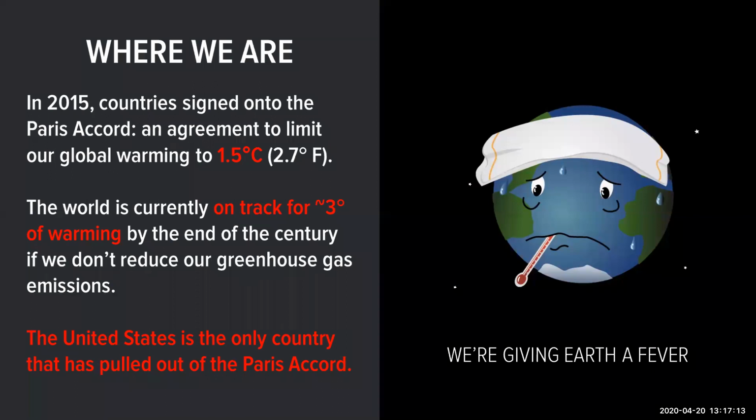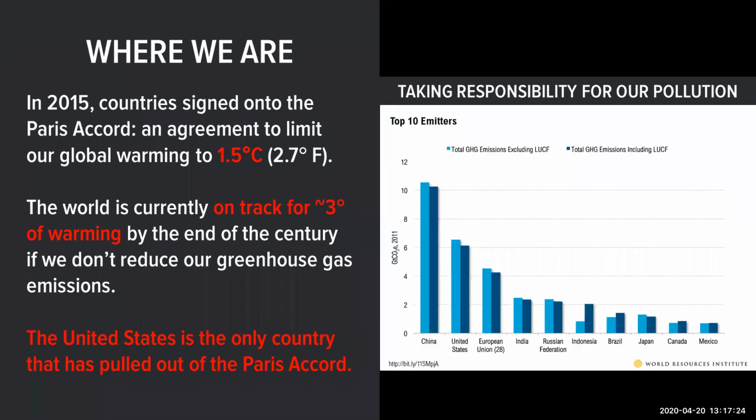This means ending the burning of fossil fuels as soon as possible. To date, the United States is the only country that has pulled out of the Paris Accord, which is unfortunate given the fact that the United States is the second largest emitter of greenhouse gases in the world. And we are first when we look at emissions per person on a per capita basis. The United States has an important role in reducing greenhouse gases globally to help fight climate change. We must take responsibility for our pollution.